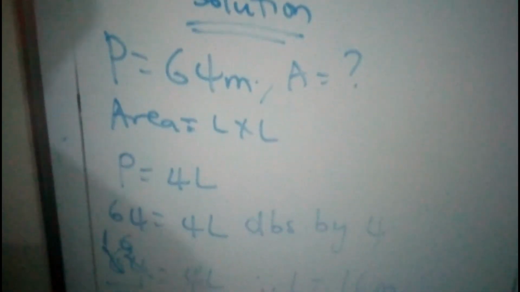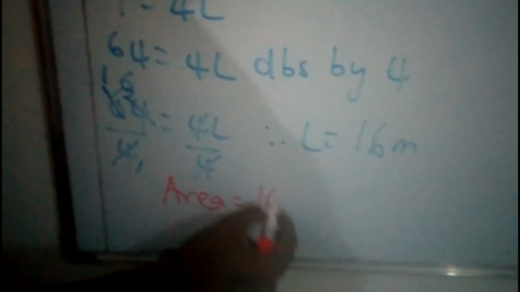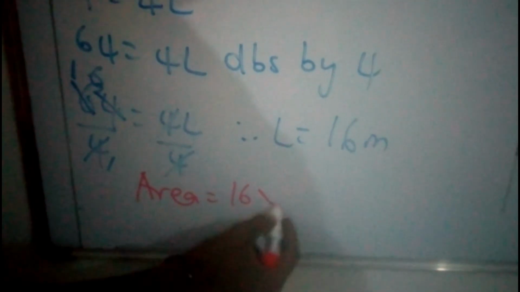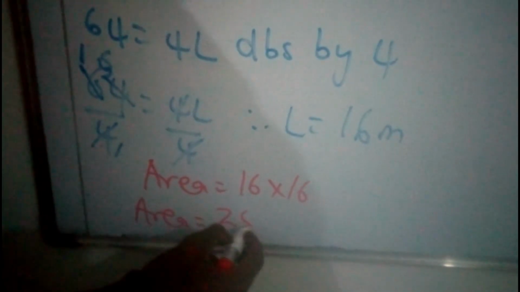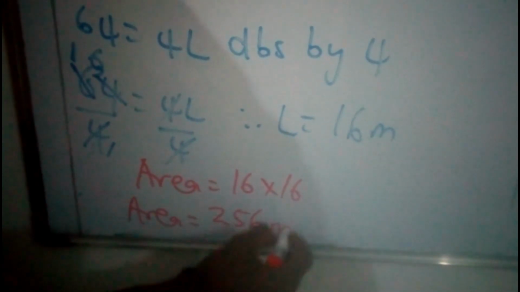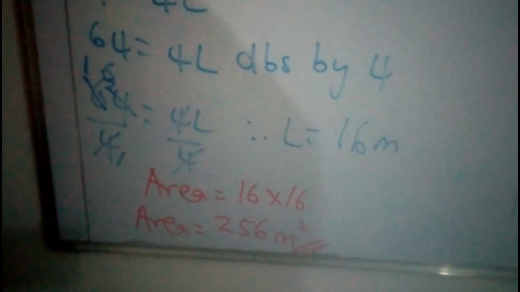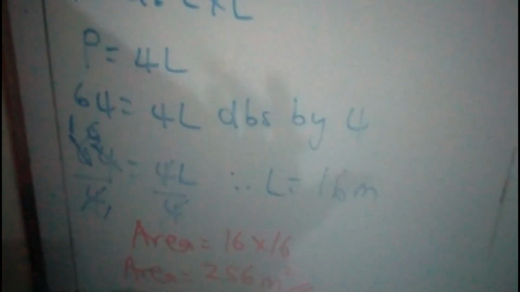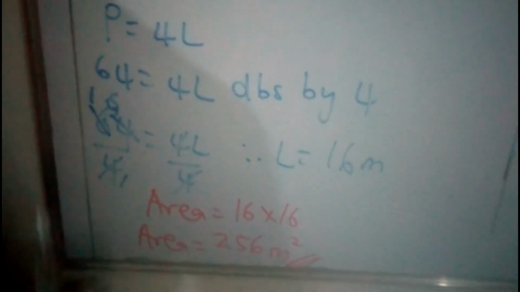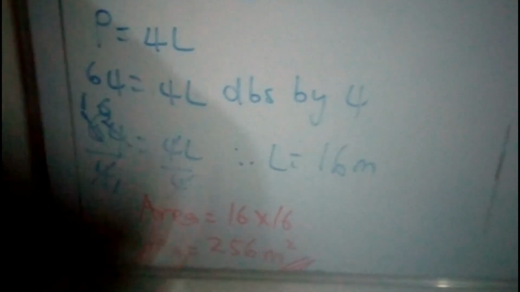Don't forget, I am to find area. And to find area is length times length, and now that I have my length, I simply say area equals 16 times 16, and my area will now be 256 meters squared. Don't get confused, we're looking for area, that's why I'm having squared, and I'm using meter because my given dimensions are in meter. So in this case, perimeter is given and we have to find area.